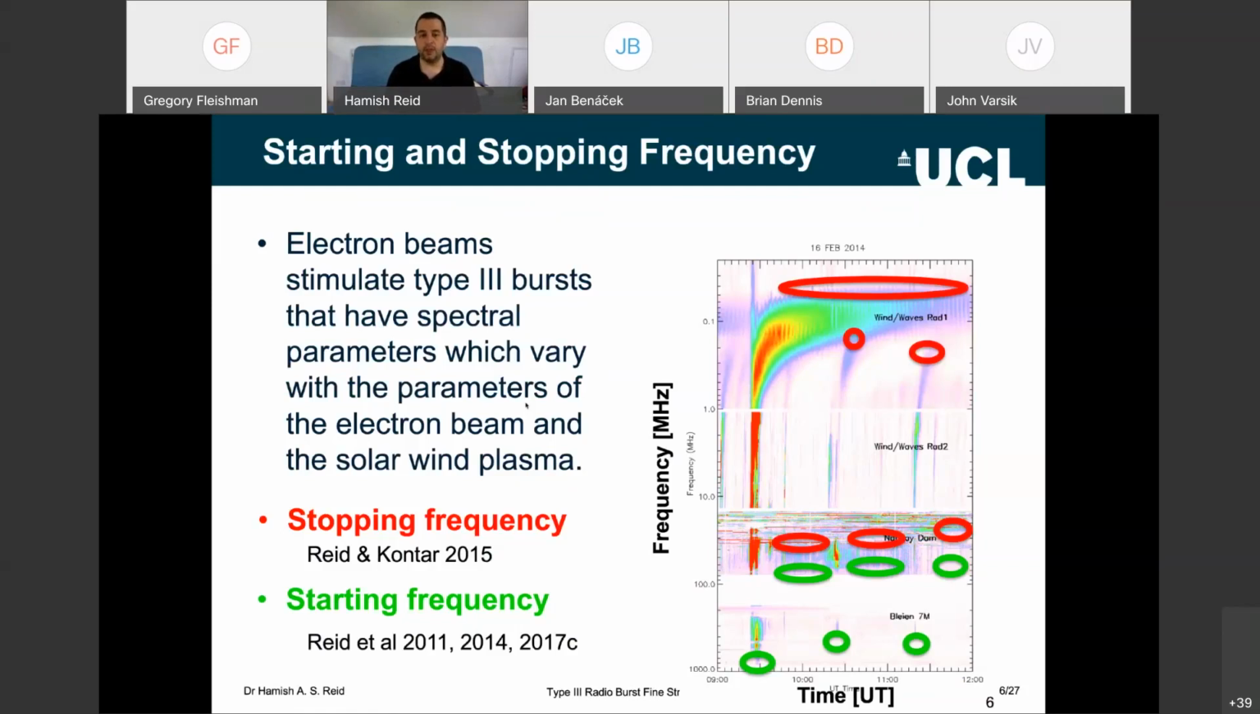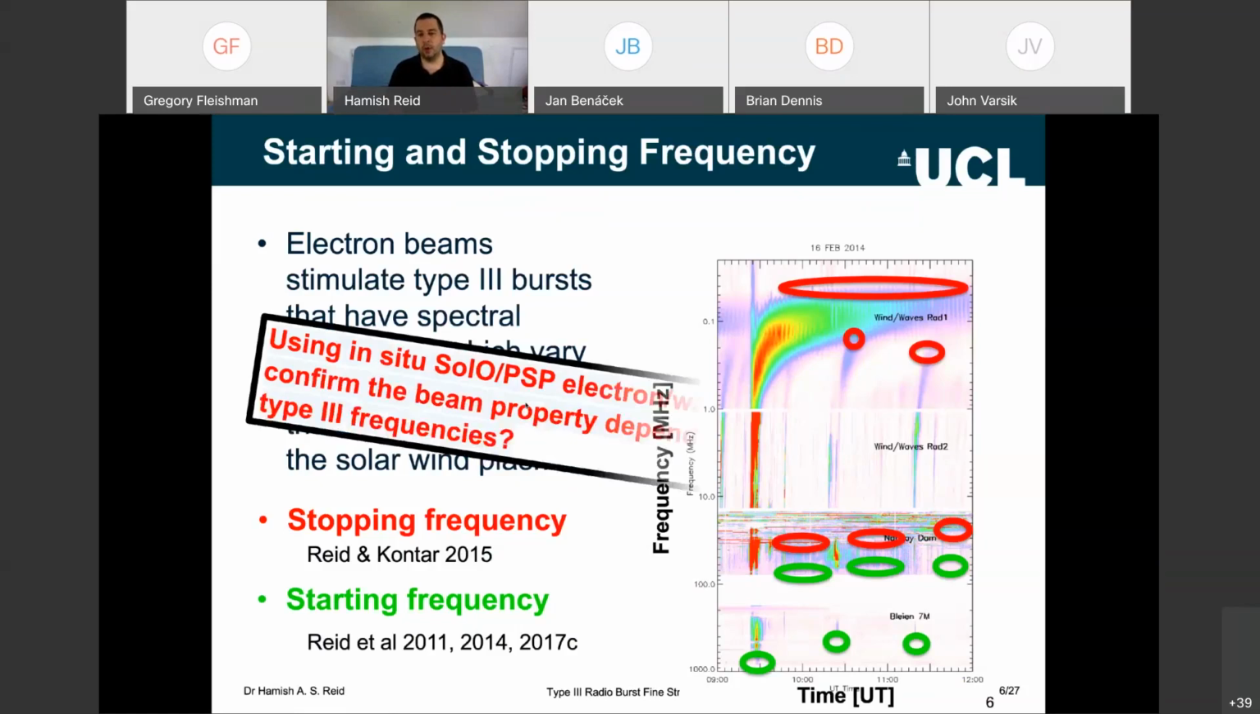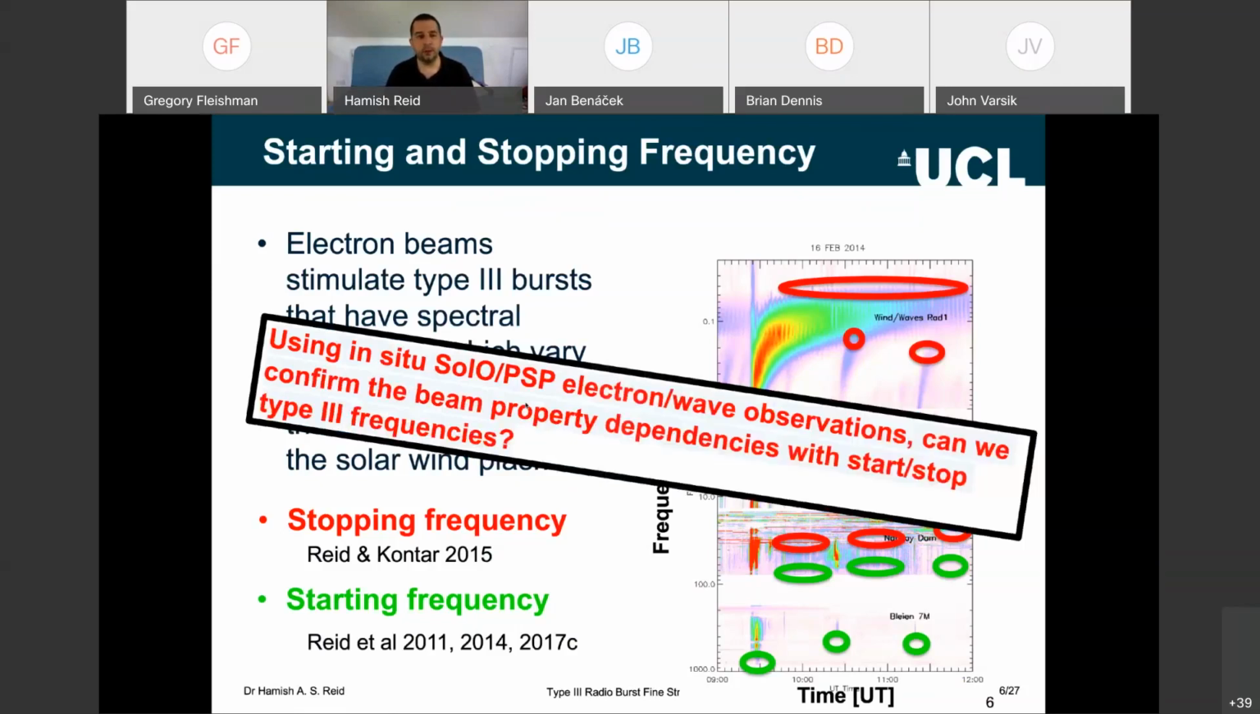But these are just theories. So what we should hopefully be able to do is use these in situ Solar Orbiter and Parker Solar Probe measurements to see if we can confirm these dependencies of the electron beam with the start and stop type 3 frequencies.